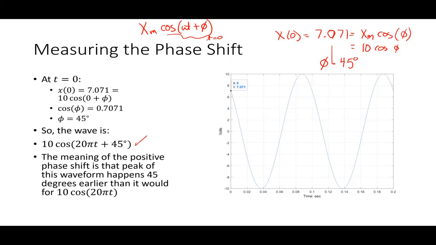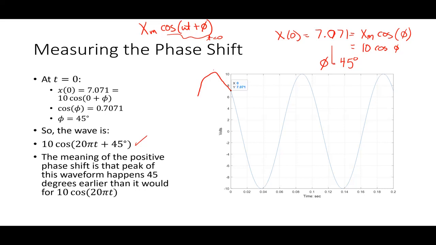Now, the meaning of this positive phase shift, the question is, how do I know whether it's positive or negative? All right, well, the reason why it's positive in this particular case, the way I think about this is if I kept going, the waveform would look something like that. All right, it would look not as fat as what I just drew. It would go up faster. All right, so that's a terrible cosine wave.